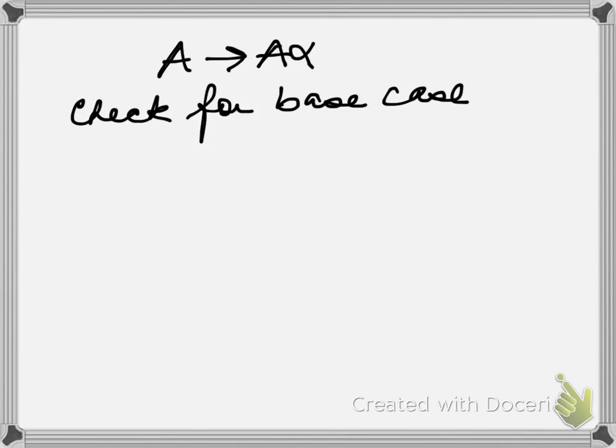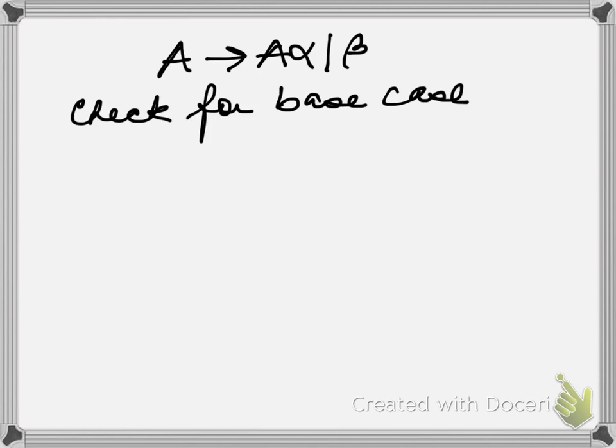In terms of recursive programming, the base case is the terminating case. So if you reach the terminating case, then you can come out of the recursion. If it is not the base case, then you continue with the recursion. So in our production, we have A derives A alpha or beta. You can think of the beta to be the base case.